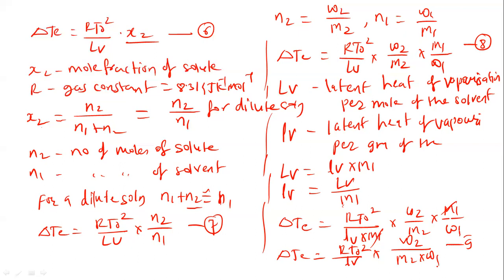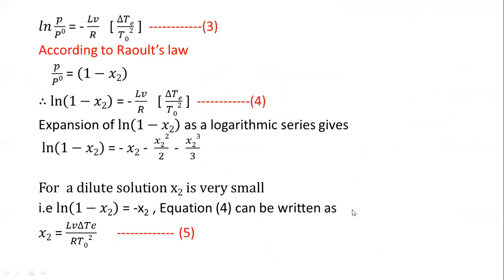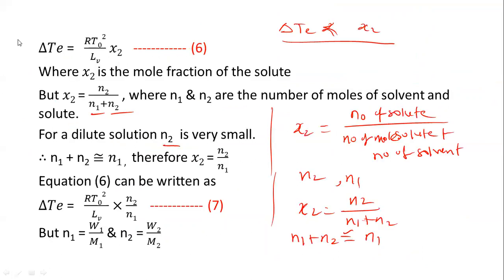Okay. So let us see this derivation now. We modify the equation. You can see that ln p upon p0 equals, as already explained, ln of 1 minus x2, using the logarithmic expansion. Then we get delta T equal to RT0 square upon LV into x2, where x2 is the mole fraction of the solute. But we know that x2 equals N2 upon N1 plus N2. For a dilute solution, N2 is very small, so N1 plus N2 is approximately equal to N1. So x2 equals N2 upon N1.